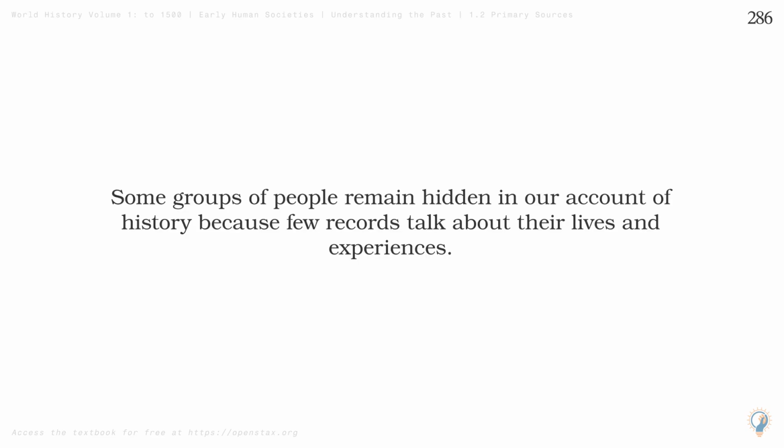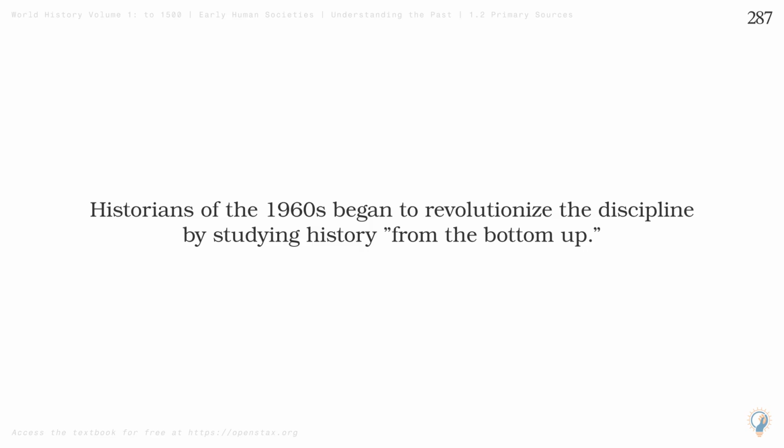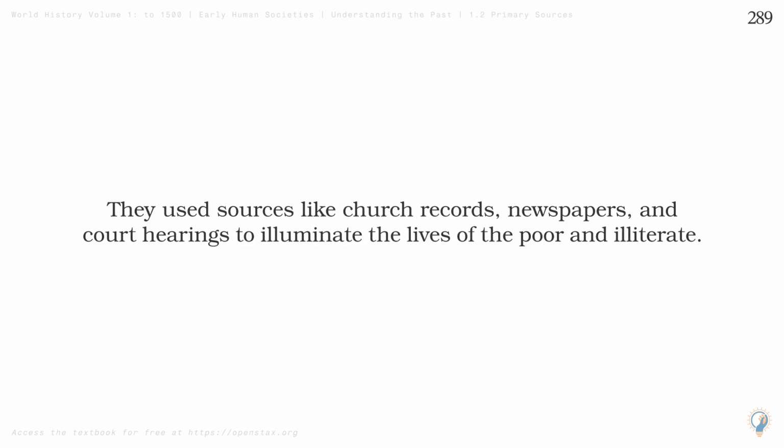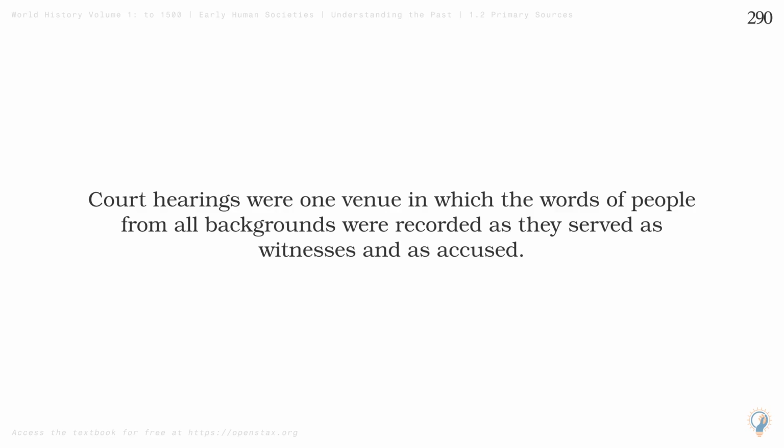Some groups of people remain hidden in our account of history because few records talk about their lives and experiences. Historians of the 1960s began to revolutionize the discipline by studying history from the bottom up. In other words, they began to focus on just those groups that had long been ignored. They used sources like church records, newspapers, and court hearings to illuminate the lives of the poor and illiterate. Court hearings were one venue in which the words of people from all backgrounds were recorded as they served as witnesses and as accused.